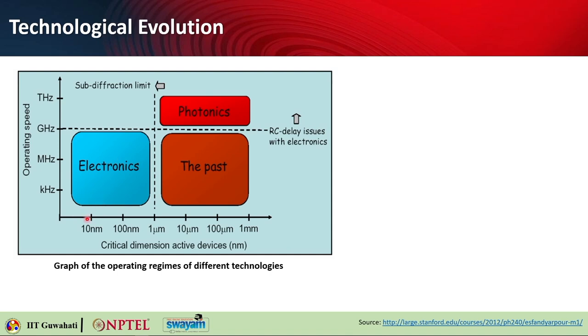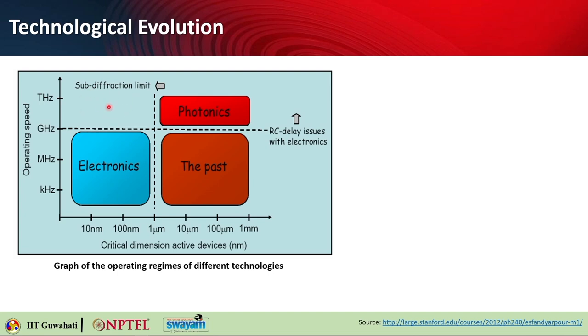So this is where the technology situation is right now. The electronics industry has done very well in terms of miniaturization. So you can get your critical device dimension down to 10 nanometer or even below. But the maximum speed that you can get from electronic devices is restricted to gigahertz. You cannot go beyond that because of the RC delays. Now, if you look into photonics, they have done very well in overcoming the RC delay issues. But there is a particular size restriction for the photonic circuits, and this limit is set by the diffraction limit of light.